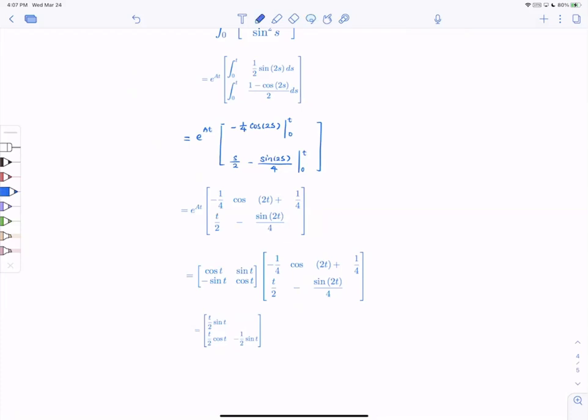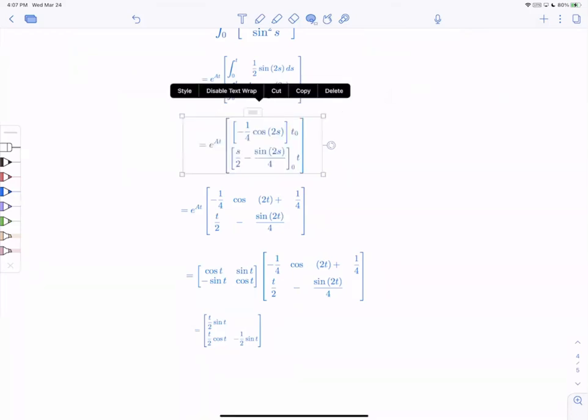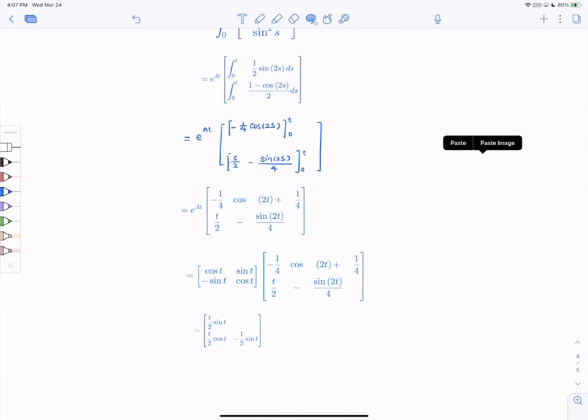Let me see if I can try to do this and convert it into math. Might work. Or no, I don't know. No, it looks too ugly. So let's just leave it like this.